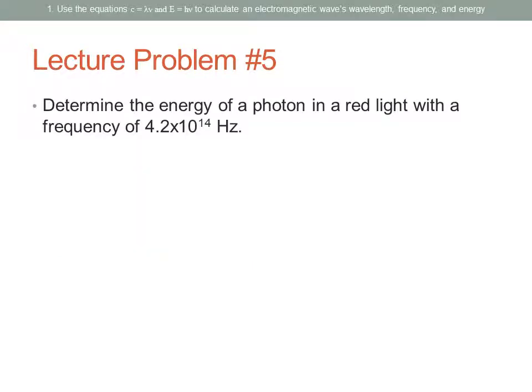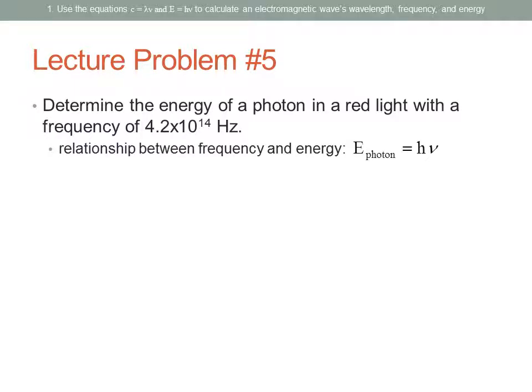So, lecture problem number 5. We're asked to determine the energy of a photon in a red light with a frequency of 4.2 times 10 to the 14th hertz. So notice how this problem compares to the ones that we've looked at in the past, where here we're asked about energy. So that tells us we're going to use this E equals h nu equation as opposed to the c equals lambda nu, because we're asked about energy. So the relationship is just that equation.